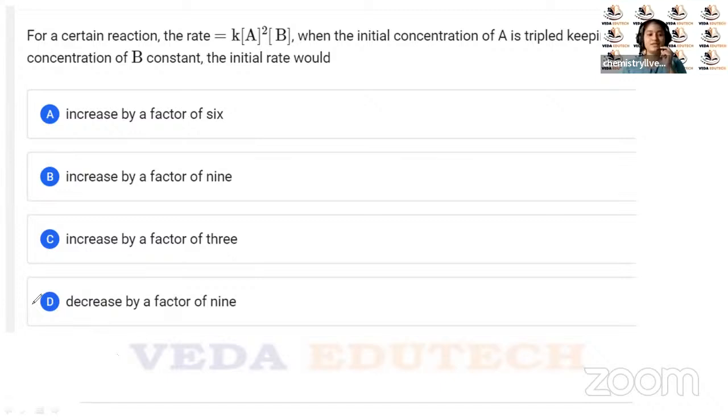Okay, children, let us read what is given in the question and try to solve it. For a certain reaction, the rate is given to us as R is equal to K A square B. Now, the initial concentration of A is tripled, keeping the concentration of B constant. So, obviously, as we are changing the concentration, the rate of reaction is going to change, right? So, let the rate change to R dash. K is going to be the same because K is temperature dependent.